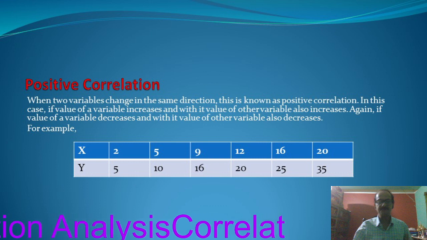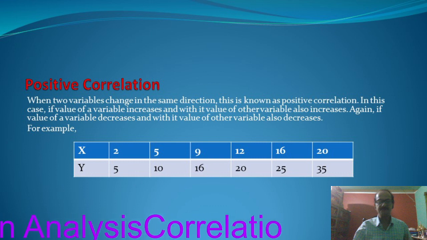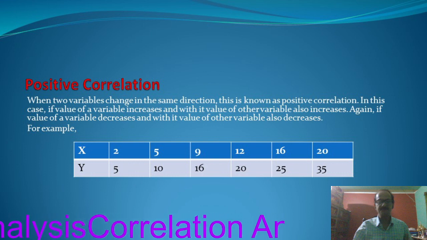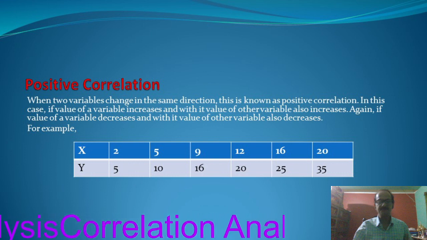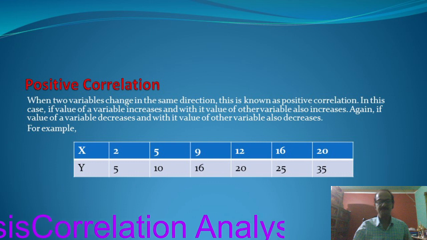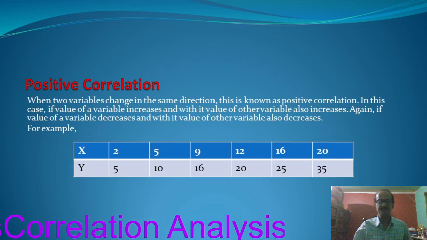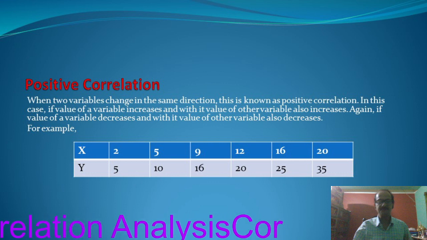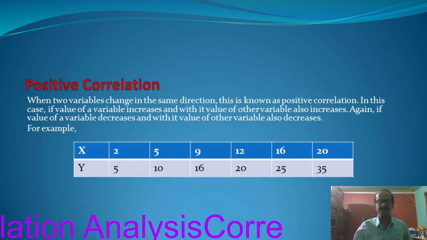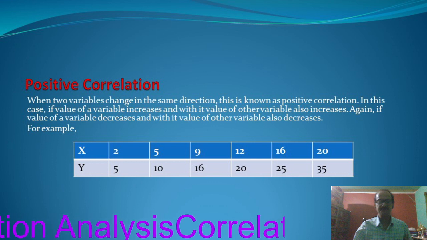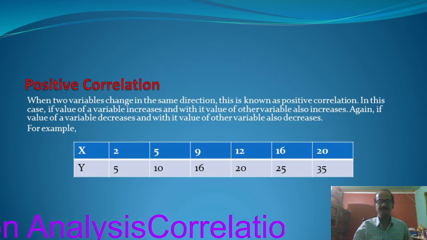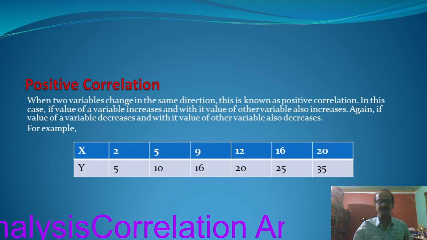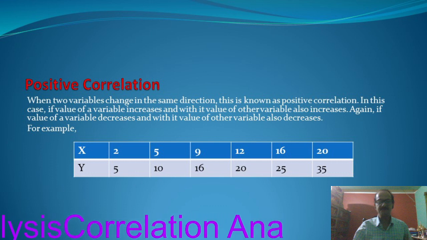Here, say there are two variables x and y. X increases this way: 2, 5, 9, 12, 16 and 20. With it, Y also increases this way: 5, 10, 16, 20, 25 and 35. So here with the increase of X, Y also increases. This is the case of positive correlation.